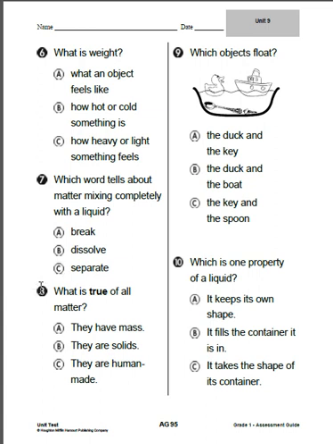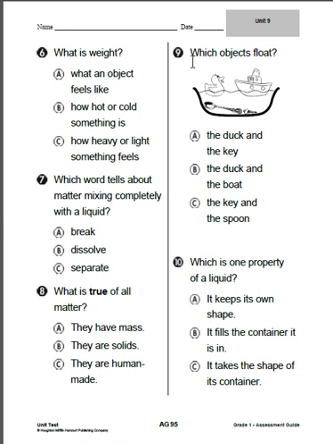Number 8, what is true of all matter? A, they have mass, B, they are solids, or C, they are human-made. Think about matter. What is true about all matter? A, all matter has mass, B, all matter are solids, or C, all matter are human-made.